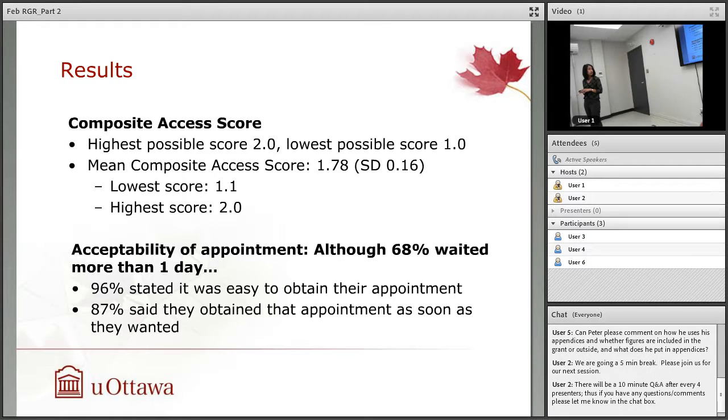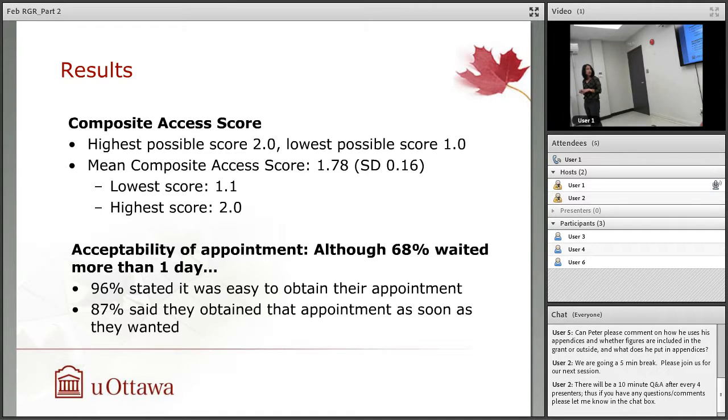And we found, interestingly, that when we look at access in this more multidimensional, comprehensive approach, patients actually feel quite positively about their access to primary care. Now, these are patients who are attached to a practice, so you cannot apply this to patients who do not have any access or any attachment to a doctor or a practice. But when we looked at the 11 dimensions as a composite access score, with the highest possible score being 2, the mean score was 1.78.